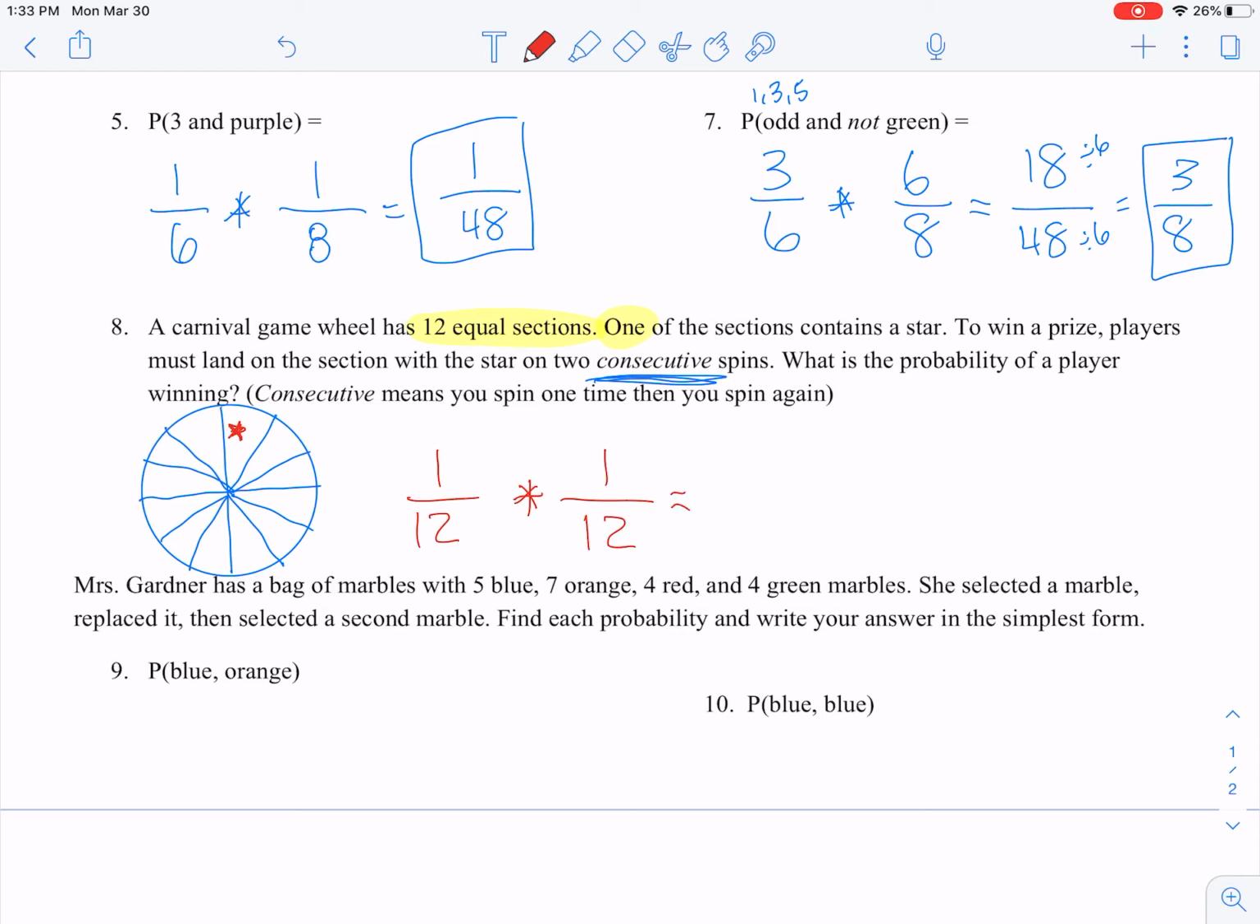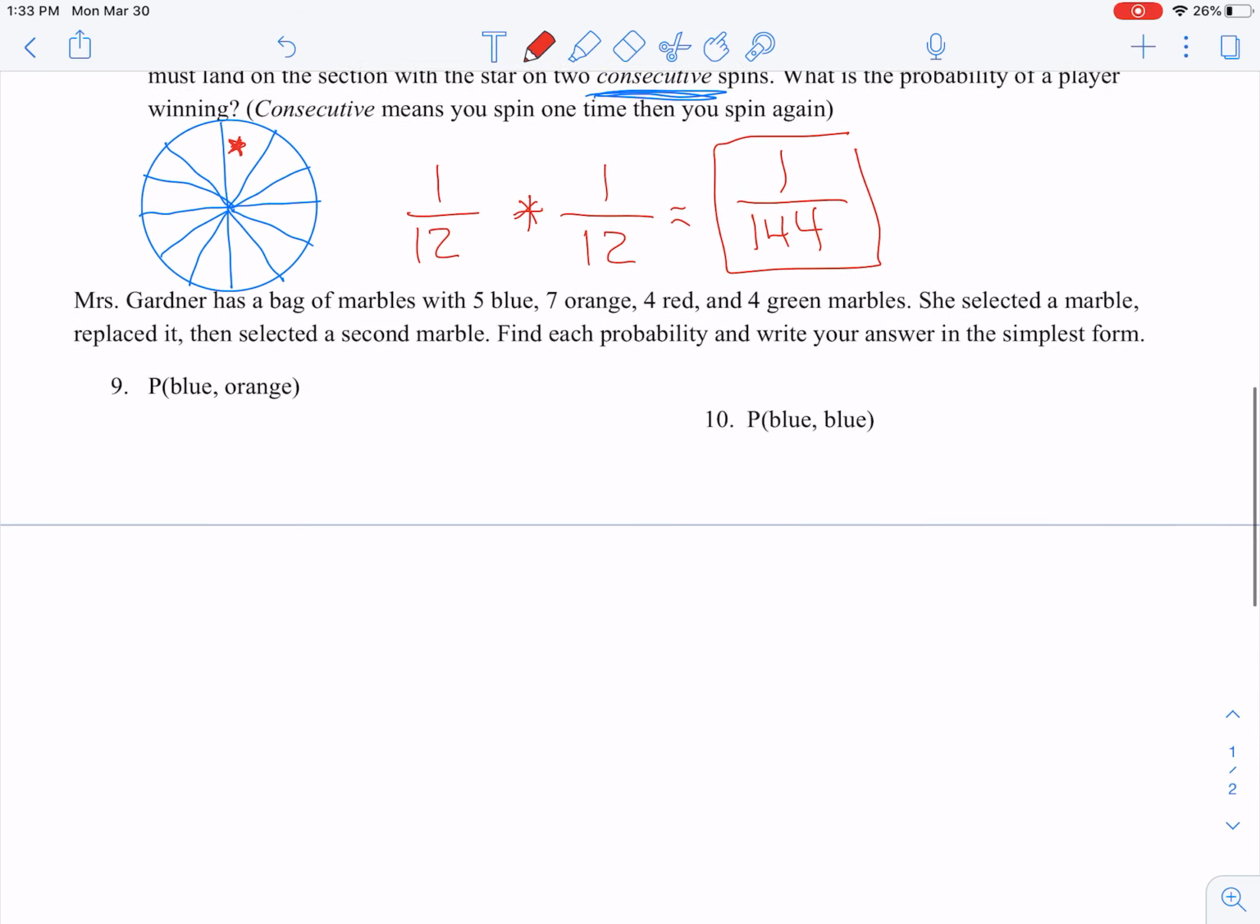So the likelihood, the probability of getting that star 2 times in a row is going to be very slim, but let's figure out the probability. 1 times 1 is 1. 12 times 12 is 144. So that is it. The probability of getting that star and winning this game is going to be 1 out of 144 chances.